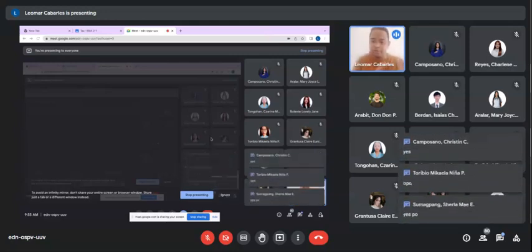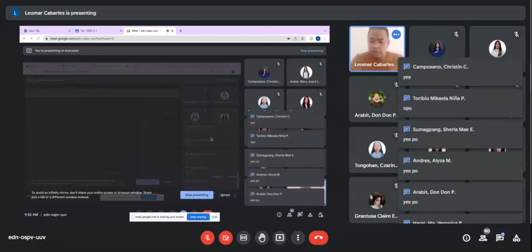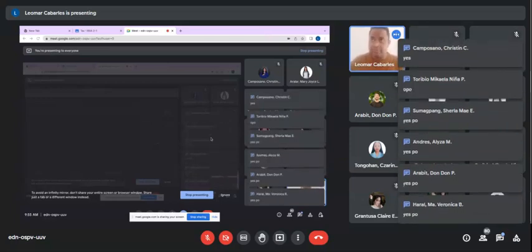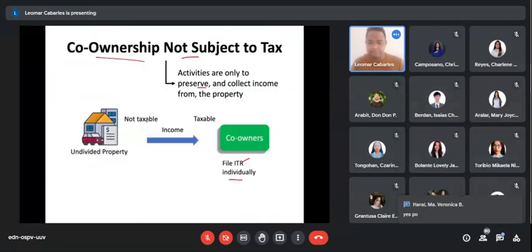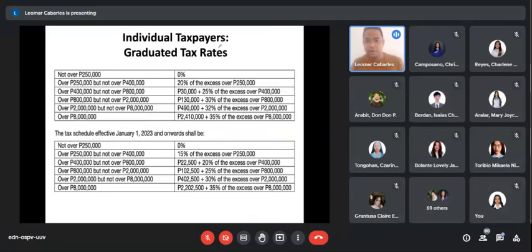So there's no corporation to speak of, so walang corporate taxpayer generally. So therefore, you have to use the graduated tax rate, kasi individual taxpayer. So next year pa naman tong second table.